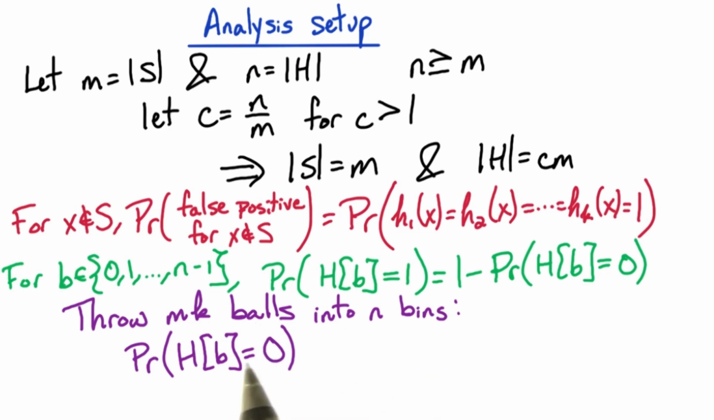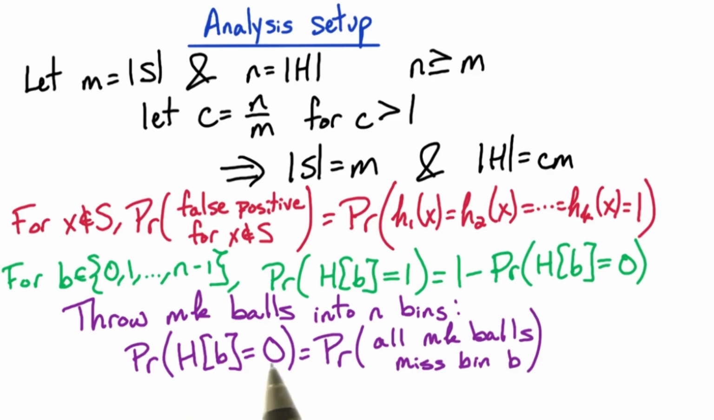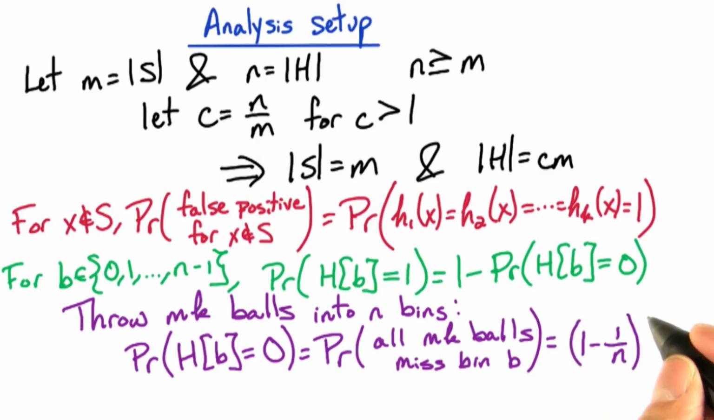In order for this bit to still be 0, we need all of these m times k balls to miss this specific bin B. So the probability that this bit is 0 is equivalent to the probability that all m times k balls miss this specific bin. For one ball, what's the probability that it misses a specific bin? The chance it hits a specific bin is 1 over n. The chance it misses this bin is 1 minus 1 over n. And we're doing this for m times k balls.